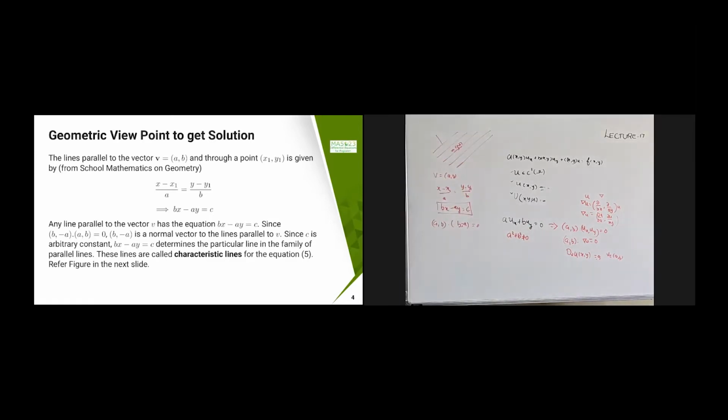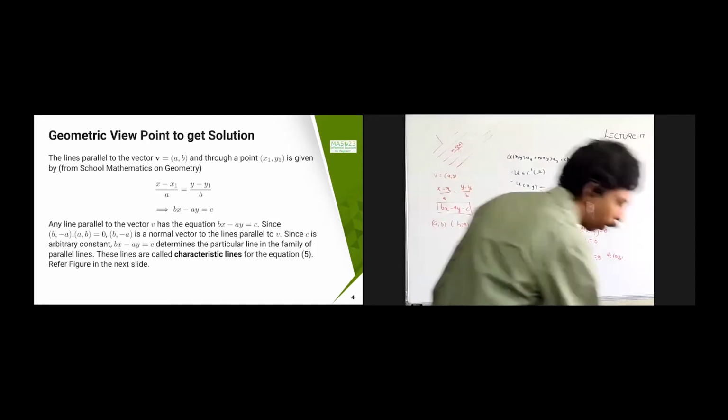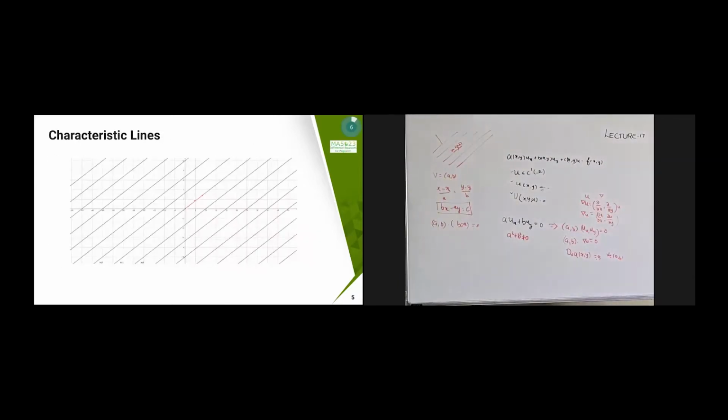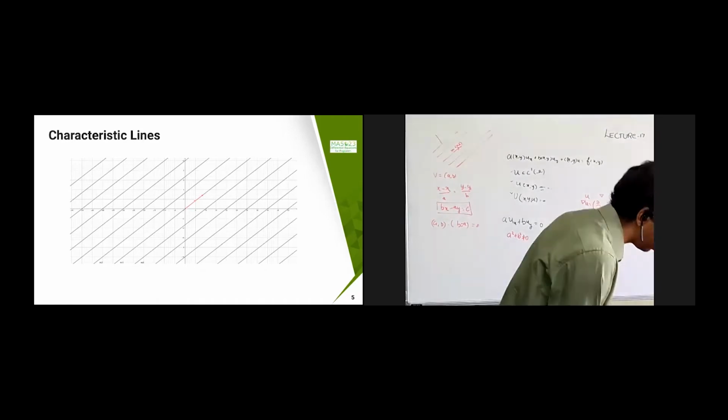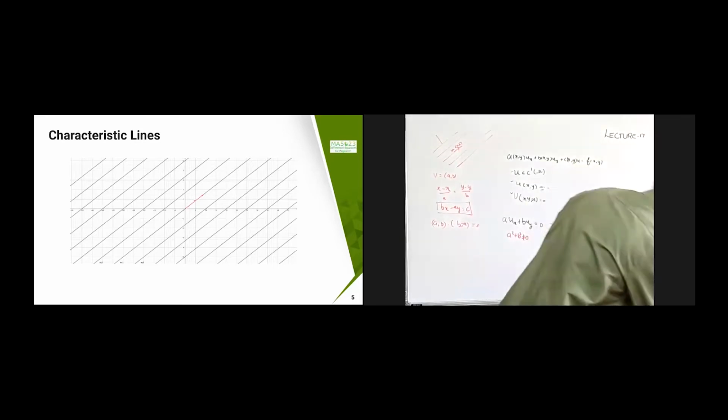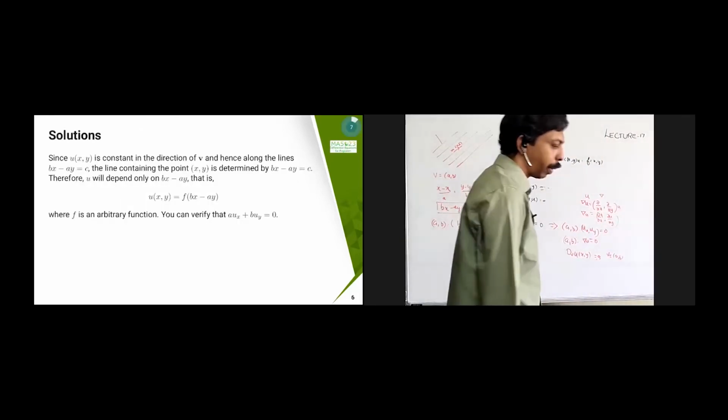So note that here we have ab minus ba, which is fine. You can see the vector parallel to this one. I have something in the red color, I don't know whether you can see that. In the red color, I have given a vector b equal to (a, b). Along that direction, parallel to that direction, you have plenty of lines. Those are all called characteristic lines for this region.